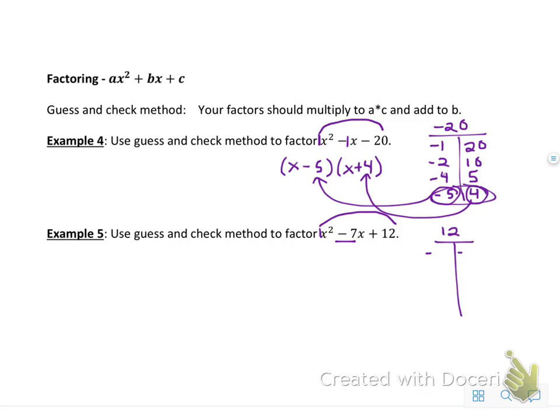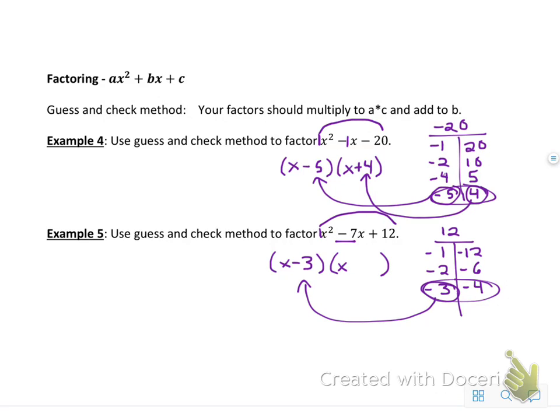So we have 1 and 12. Well, that's negative 13, that doesn't work. Negative 2 and negative 6, that's negative 8, also doesn't work. Let's keep going, negative 3 and negative 4. Well, that's negative 7. So our factors are going to be the x's. We have a negative 3 that goes here, so minus 3. And a negative 4 goes here, so minus 4. And those are your factors.